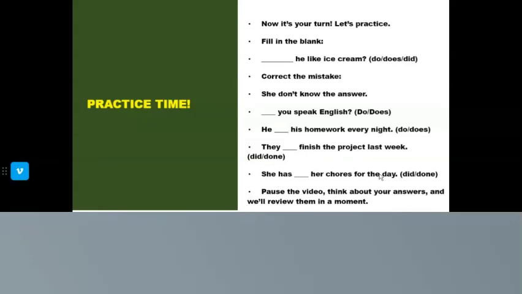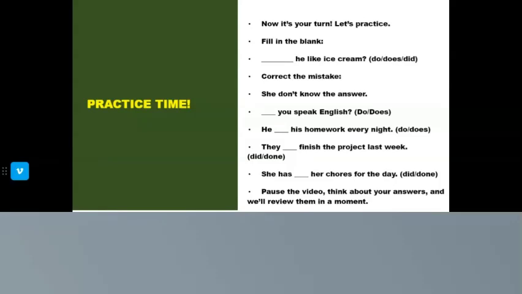She has dashed her chores for the day. She has done. Because of the helping verb, what follows is the past participle. She has done her chores for the day. Okay? And that is exactly where we draw the curtain. This brings us to the end of the lesson.